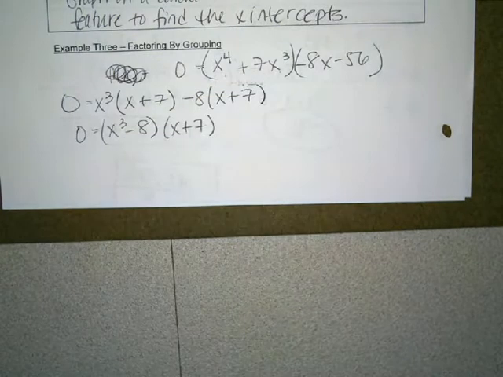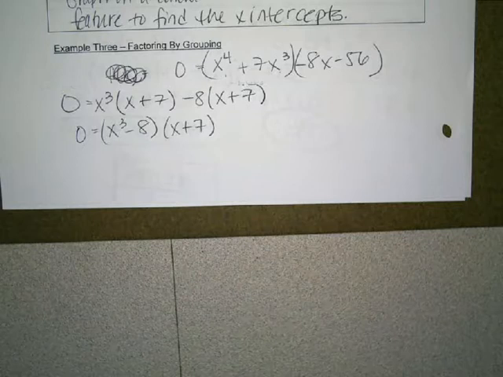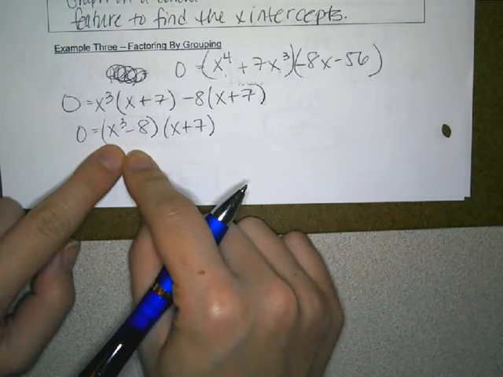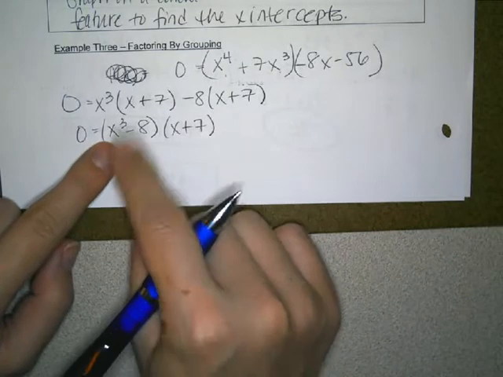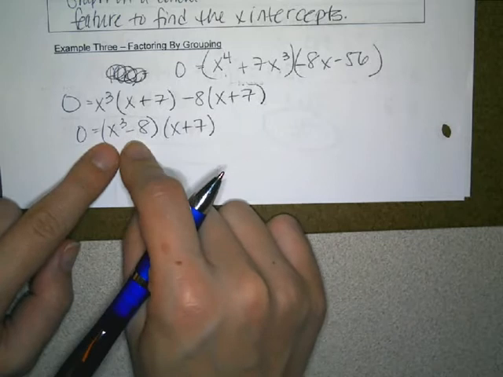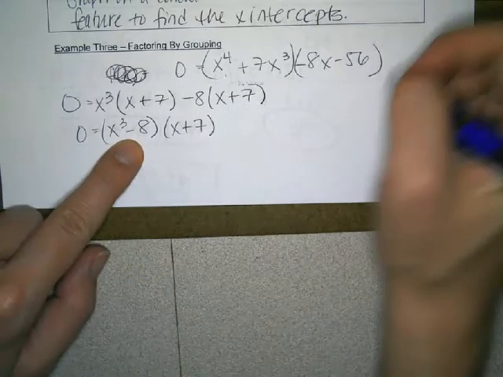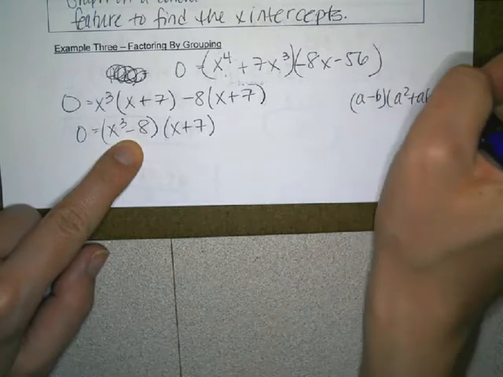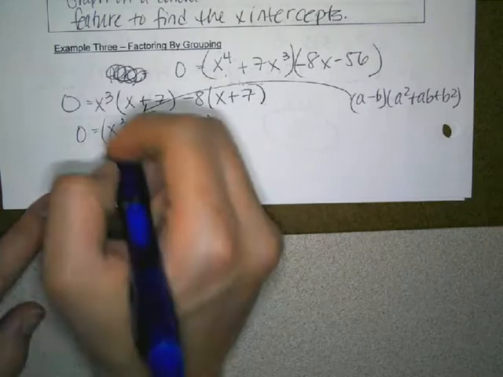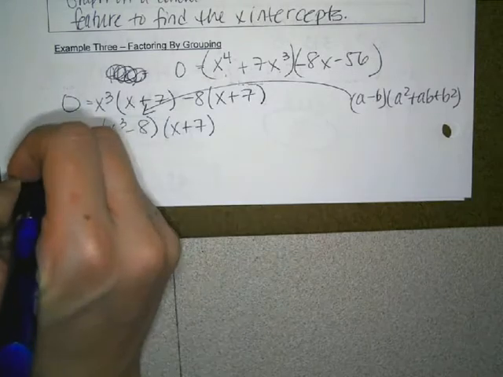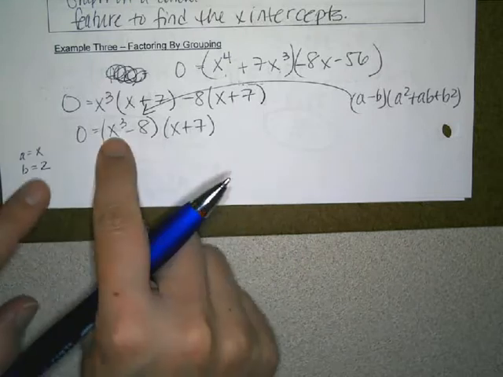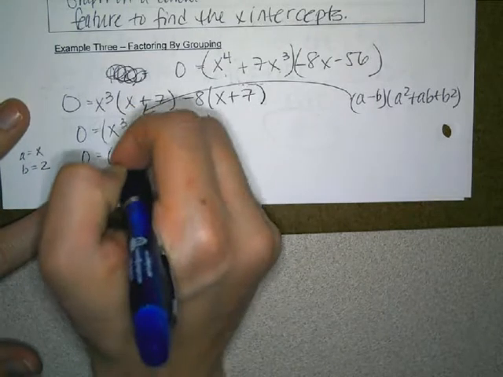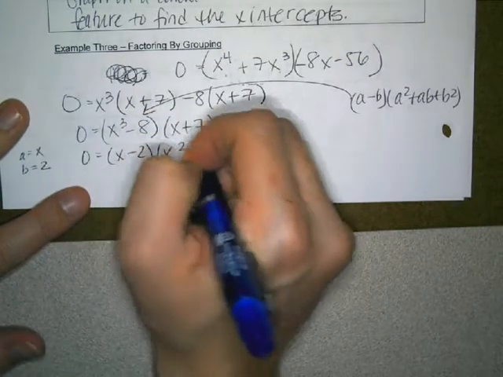Now, the kicker here with polynomials is almost always, when you get to this point, you can usually break apart or factor one of the parentheses more, which in this case I can factor this more because this is a difference of cubes. So I'm going to factor it using this pattern. My a is going to be x, my b is going to be 2, because x is the cube root of x cubed, 2 is the cube root of 8. So we get x minus 2 times x squared plus 2x plus 4.